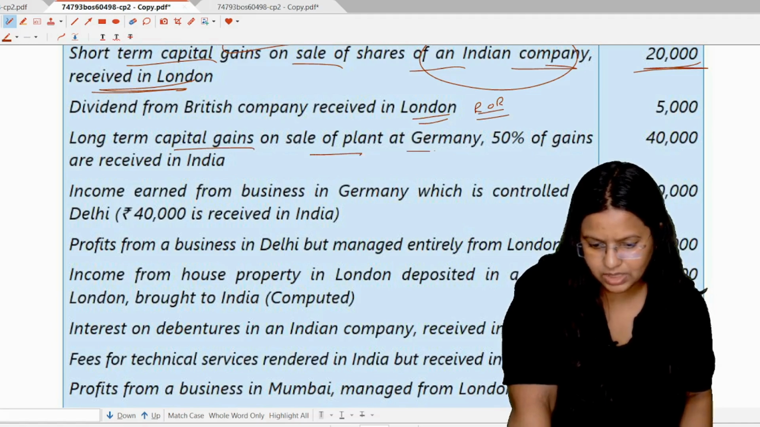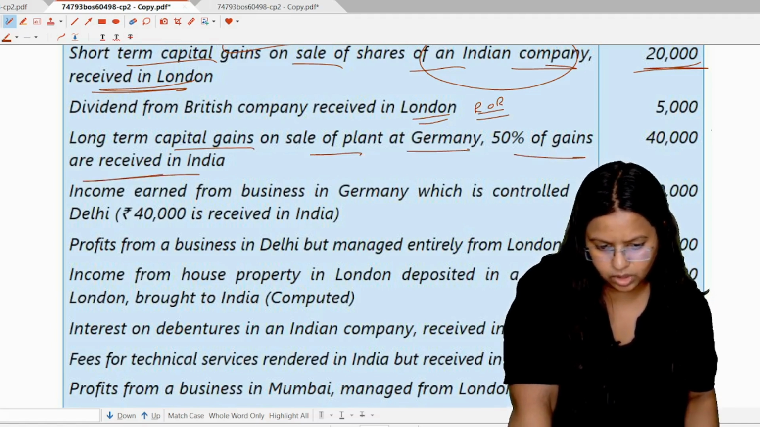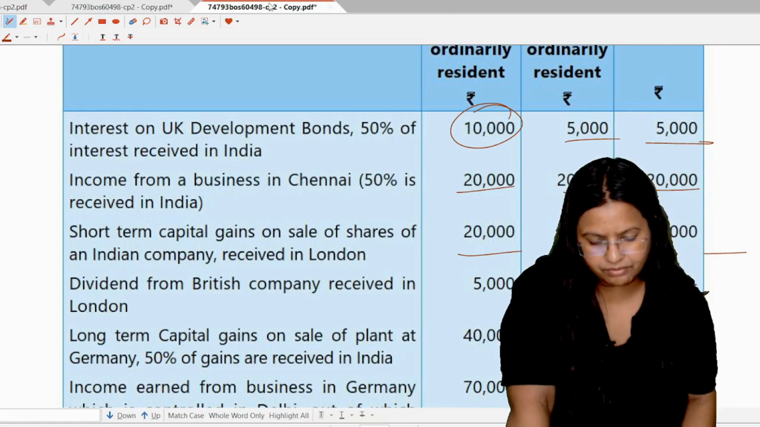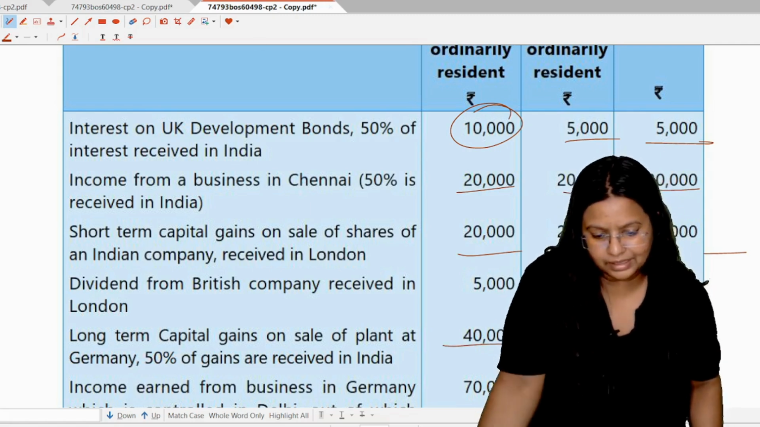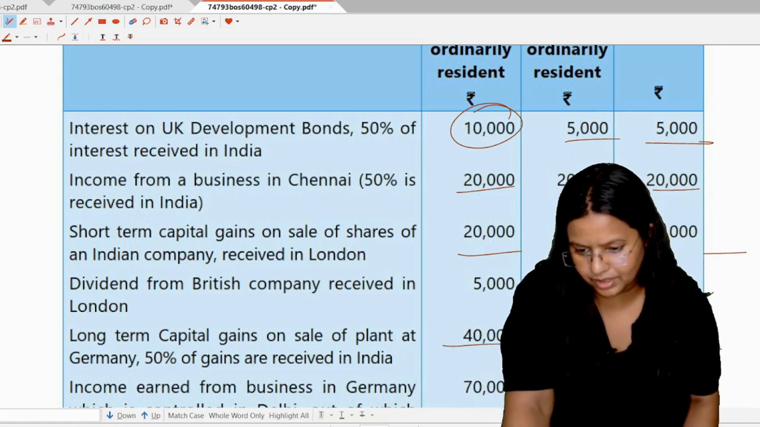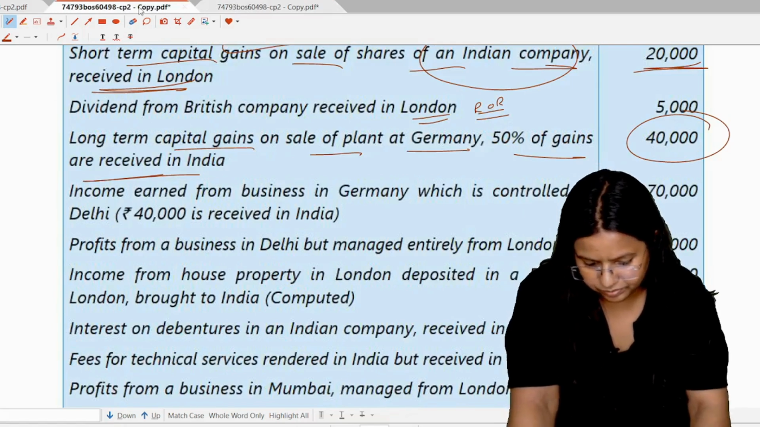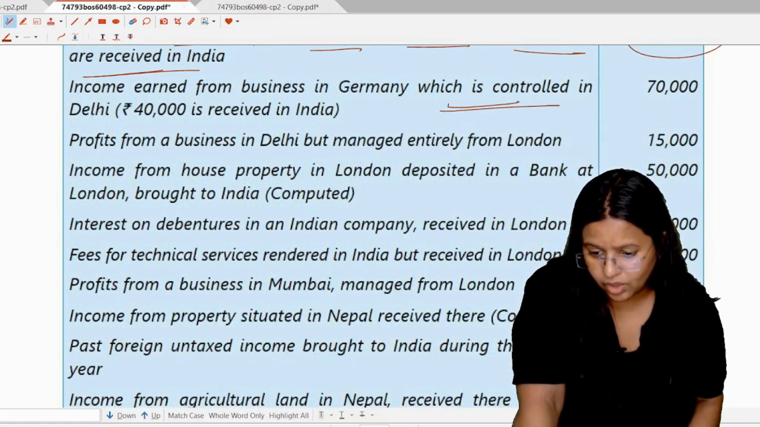Long-term capital gain on sale of plant at Germany. 50% of gains are received in India. So 40,000 will be taxable for ROR, and for the persons NOR and NR, only that income will be taxable which is received in India, that is 50%, 20,000, 20,000.